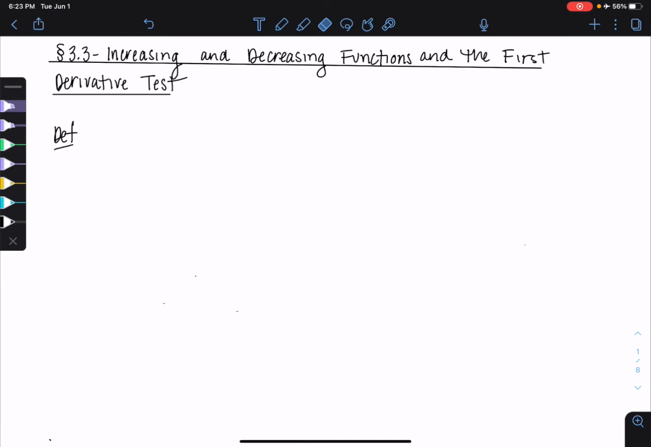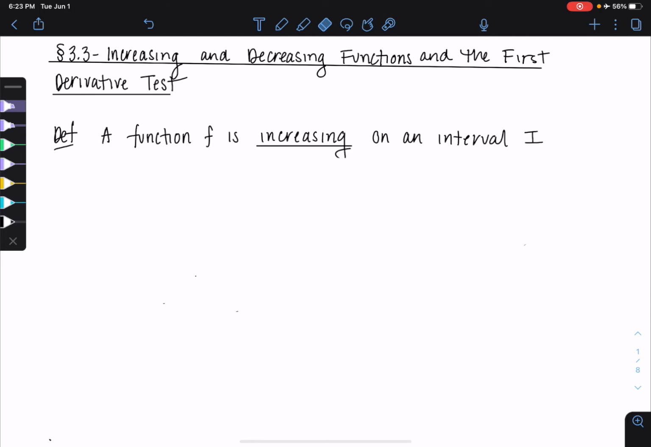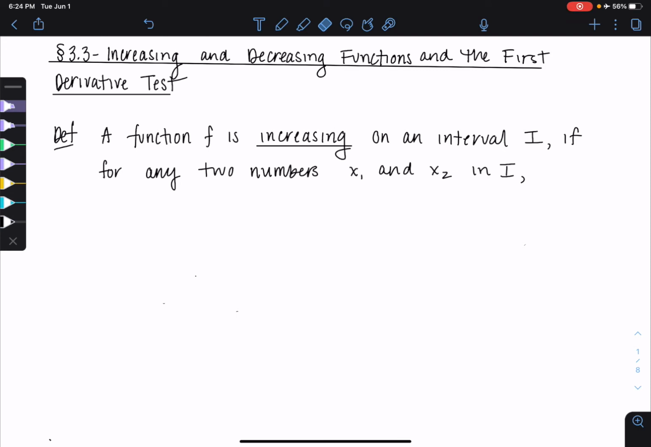So we're going to start with, what does it mean for a function to be increasing? And what does it mean for a function to be decreasing? First, a function f is increasing on an interval I if for any two numbers, x1 and x2 in that interval, the y values are getting larger whenever the x values are getting larger. So think of 1 and 3 as your x values. Your function evaluated at 1 should be smaller than your function evaluated at 3. So my y's are getting bigger as well.